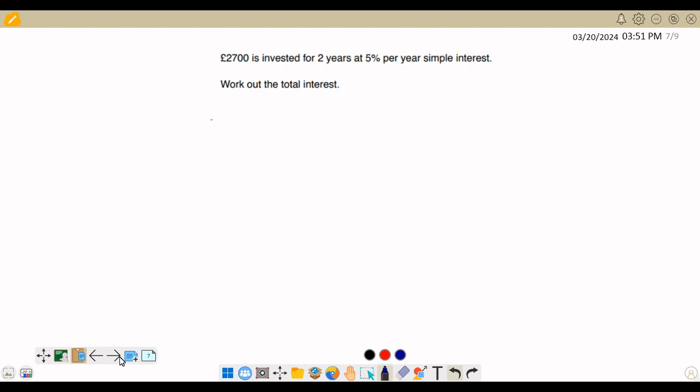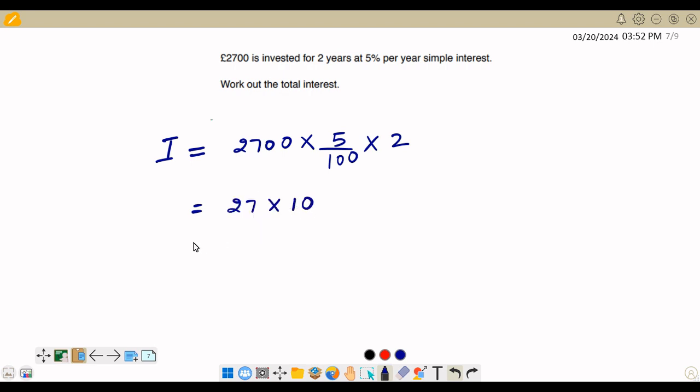Let's try the next question. £2,700 invested for 2 years at 5% per year. Work out the total interest. Again, we have to calculate the interest, so I equals P, which is 2700, times R, which is 5 over 100, times 2 years. Once I simplify, it is 7 times 10, which is 270 pounds. So this much will be the total interest.